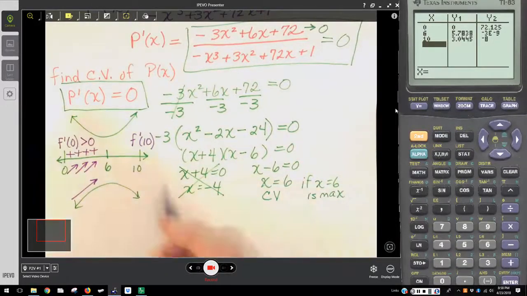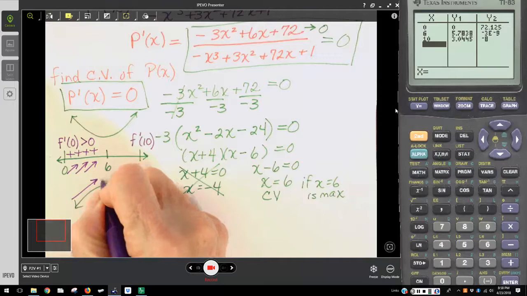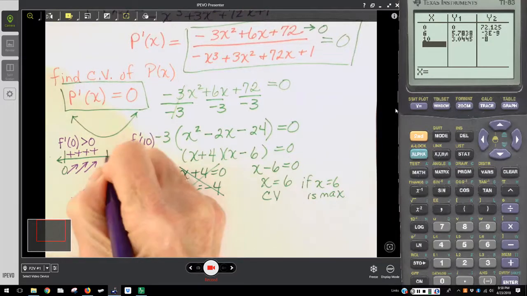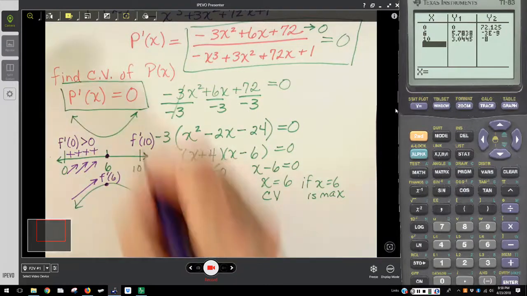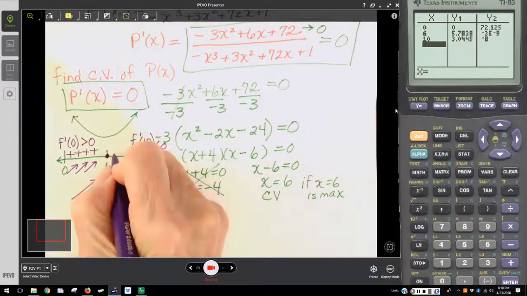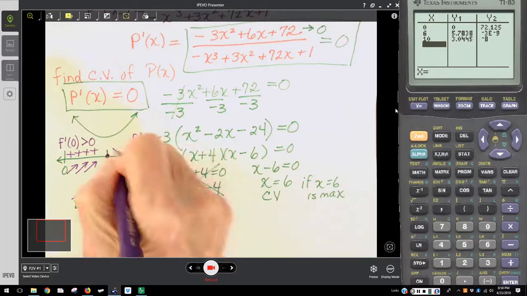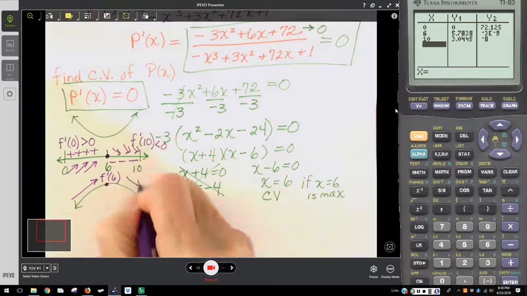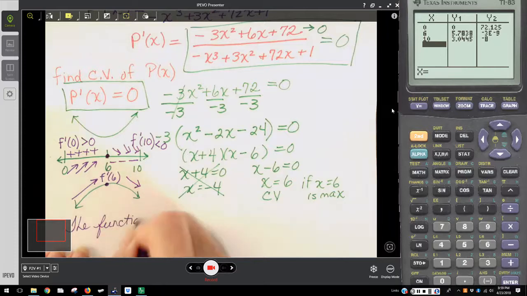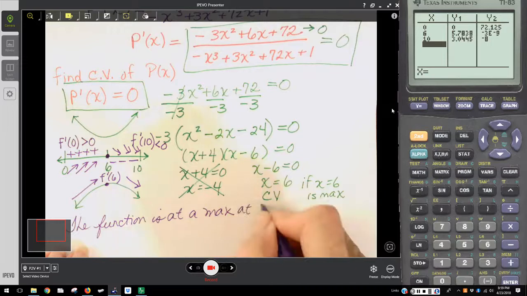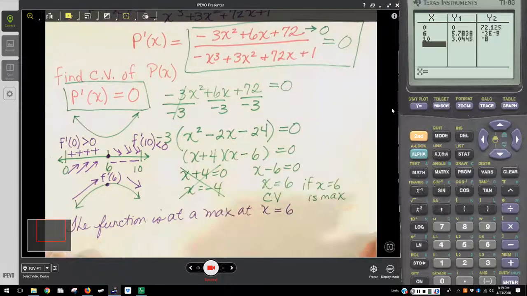And we see that when we have f prime of 6, we are at the critical value 0, and that f prime of 10 is less than 0, which tells us that we're negative, negative, negative, which tells us that we're decreasing, which indeed we are. And that verifies that the function, the profit function, is at a max at x equals 6.